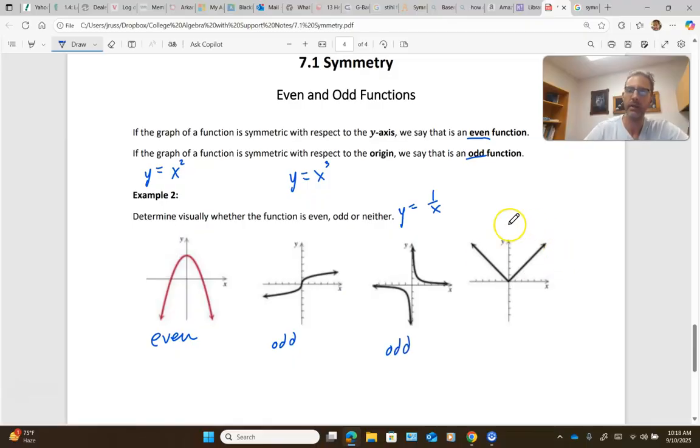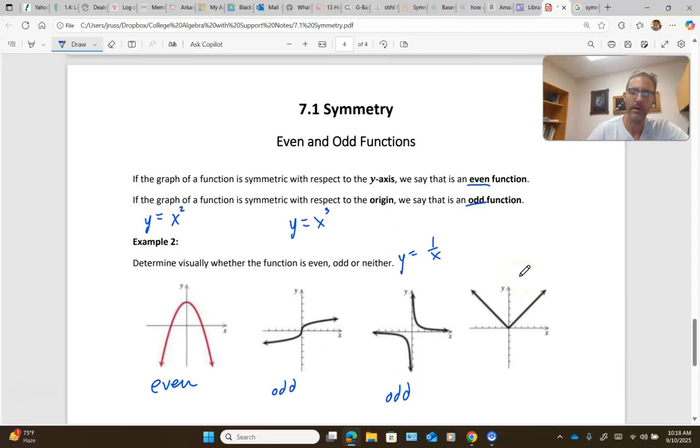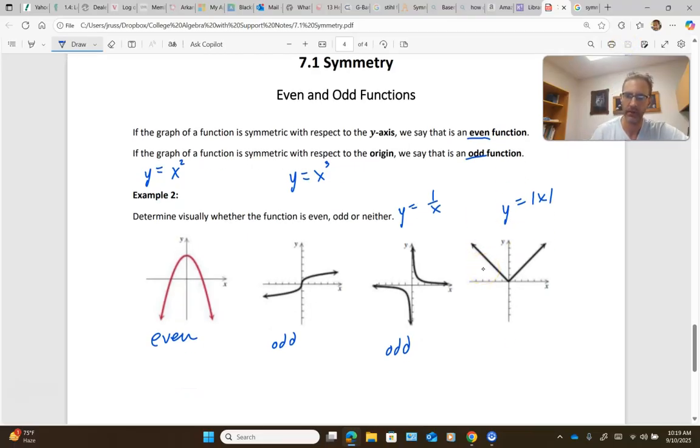And then finally, we have this absolute value. Well, I think actually we have a couple more. We have this absolute value function, y equals the absolute value of x. This is even because it's centered on the y-axis, and each piece is just a reflection about that y-axis. Okay, this is an even function.